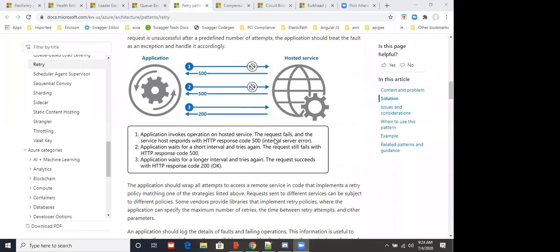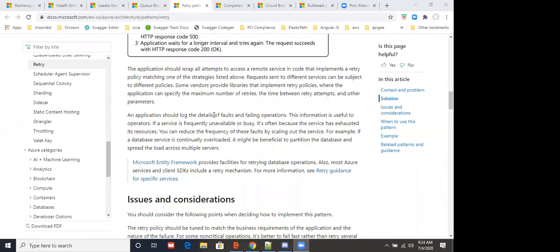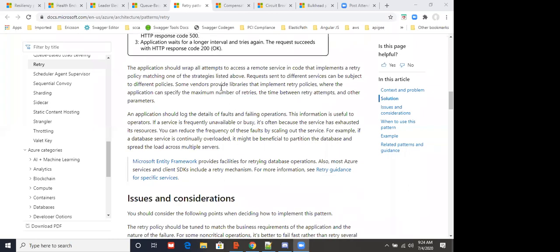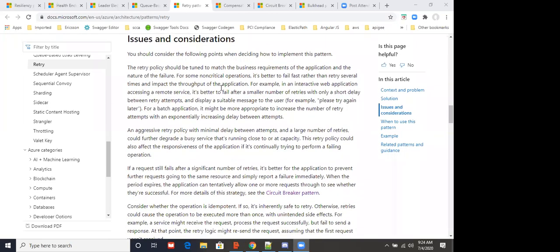So this is just an example they're showing, like an application invoking a service. The first time it failed, and it immediately tried again after a short interval, and it failed again, and it waited for a little longer interval, and it succeeds. And this is just an example. Let's get into the different issues and considerations that you keep in mind when implementing this retry.